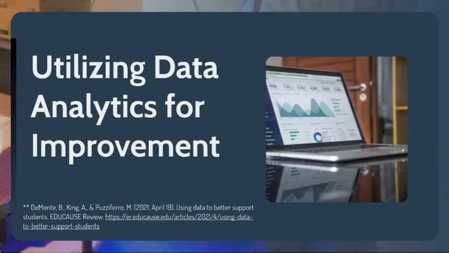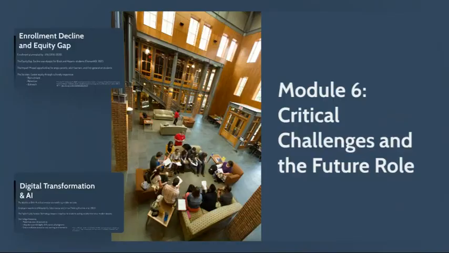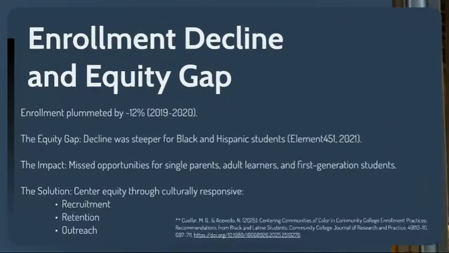Utilizing data analytics for improvement. Student performance informs curriculum adjustments by analyzing data trends. Community colleges can tailor educational offerings to better serve students and meet workforce needs. And then Module 6, critical challenges. Community college enrollment dropped by 12% from 2019 to 2020, with an even greater decline among Black and Hispanic students. This widening gap limits opportunity for first-generation students and working parents, making it essential for colleges to focus on equitable outreach, recruitment, and support.